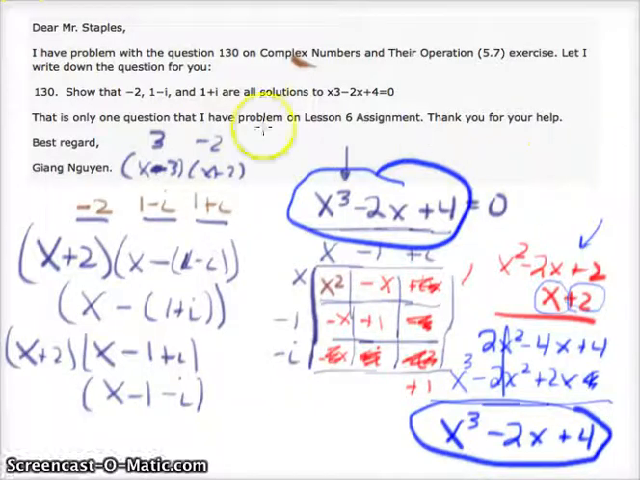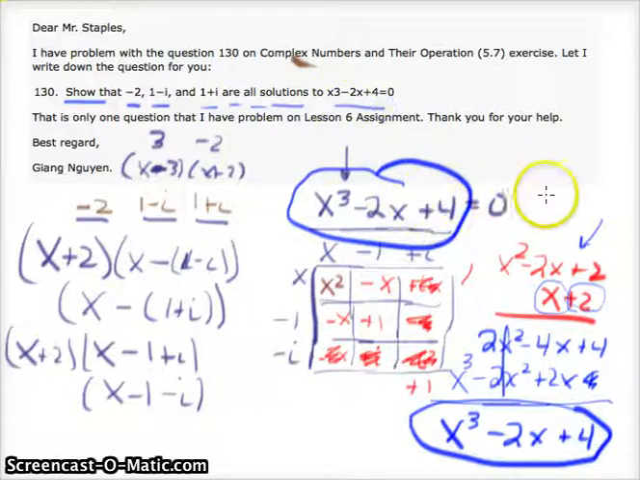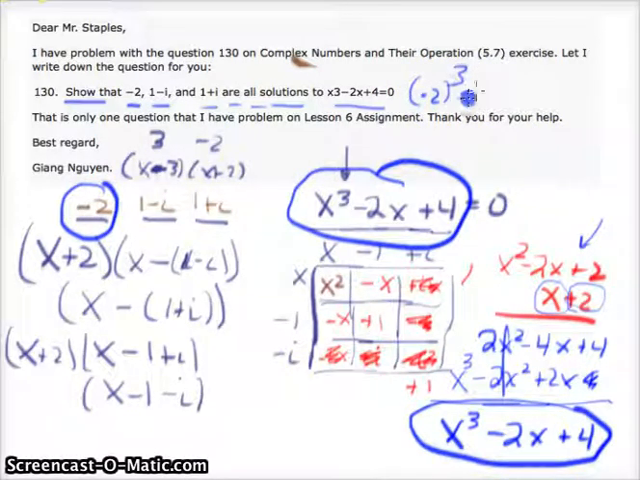Question: show that these are all solutions to this equation. And I just showed you if we multiply them all together, it works. We can actually substitute the values in there. We could substitute in -2. So -2 cubed minus 2 times -2 plus 4 is equal to 0. That's -8 plus 4 is equal to 0. -8 plus 8 is just 0. 0 is equal to 0. Okay, so that is a solution.